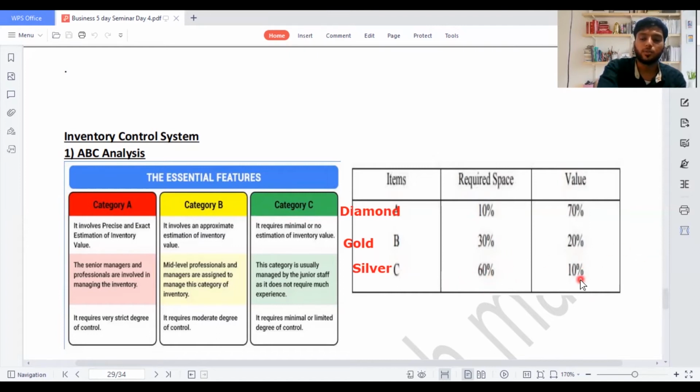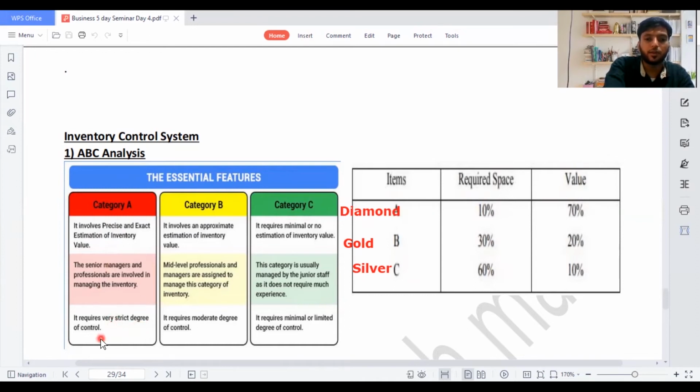You see, the more the value it is, the less the space it takes. That's how the heavy system says that. So when a customer walks in and asks for a diamond, you should go to the less space and give the higher value. So it involves precise and exact estimation of inventory value. So you will categorize A, B, and C. If you have a big locker, you will have a small portion for A, a moderate portion for B, and a big portion for C.